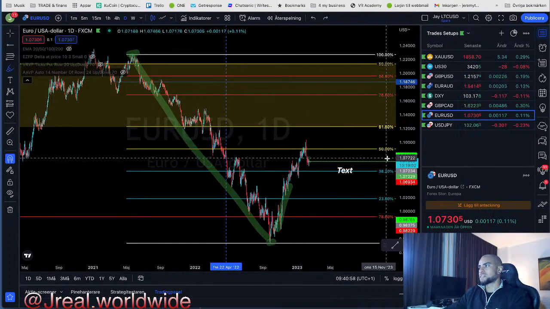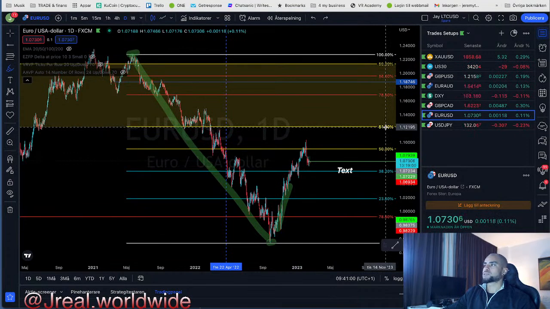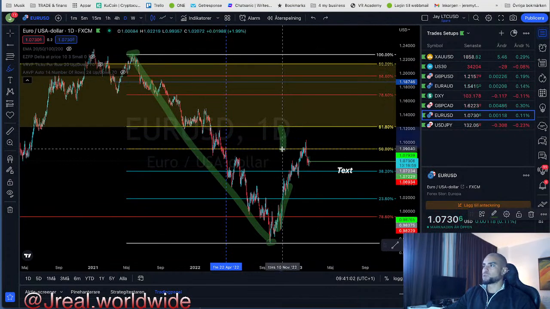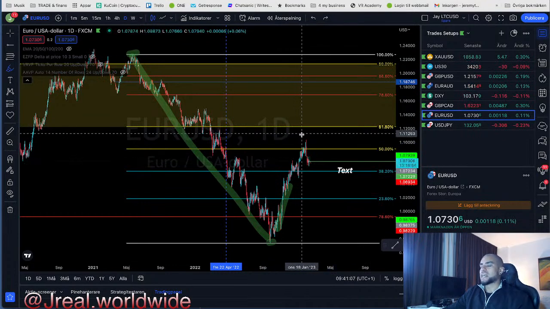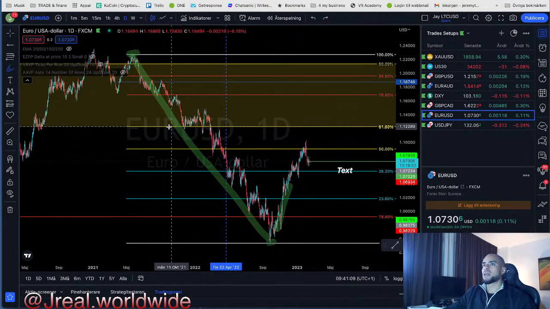The sweet spot is the 50% to the 61.8% retracement. So these two yellow lines are the sweet spot zone. Why is it called the sweet spot zone? Because that's where you most often will find a lot of unfilled orders in the market.